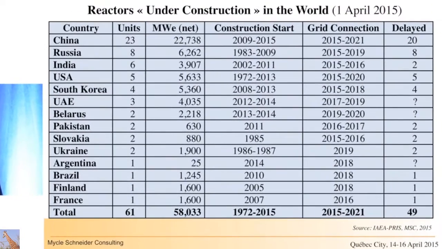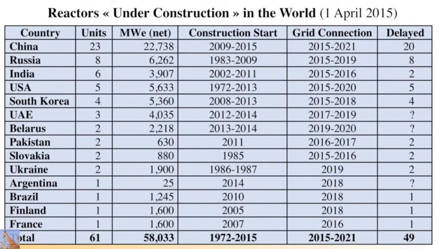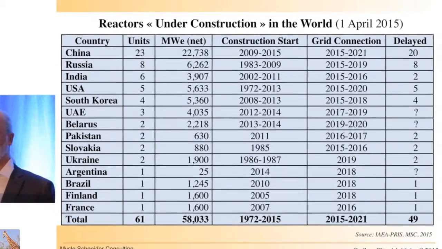Who are the players? Well, it's quite simple. There's actually only one. And there's China. China has 23 of a total of 61 reactors under construction, 38%. So this is the only big player. The other countries like Russia with 8, India with 6, US with 5, South Korea with 4. All the other countries only have one site, like either one or two reactors under construction.